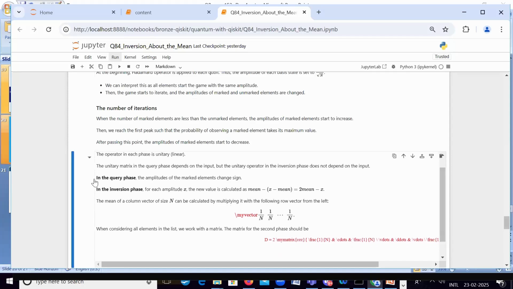As discussed, there are two phases. One is the query phase: the amplitude of the marked element changes its sign, or it takes minus. The second one is the inversion phase. For each amplitude, a new value is calculated using the mean, which is calculated like this. The mean is the total value divided by the number of elements, and the new amplitude is equal to twice the mean minus x.